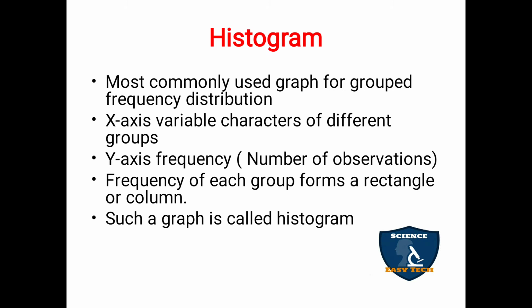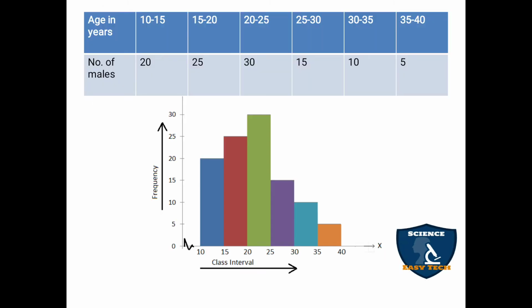Let me make it clearer with the following example. Age in years, number of males. 10 to 15 years, 20 males. 15 to 20 years, 25 males. 20 to 25 years, 30 males. And 25 to 30 years, 15 males. 30 to 35 years, 10 males. And 35 to 40, it is 5 males.